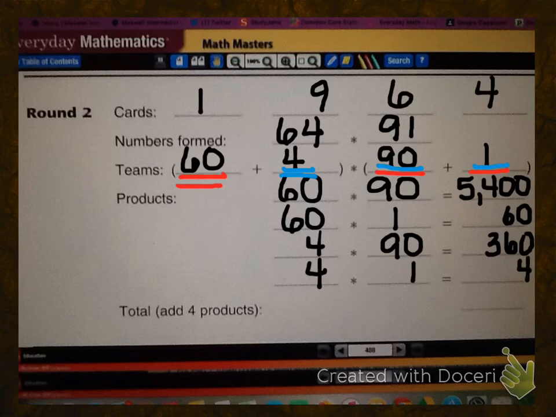I'm going to add all of those together, and I get 5,824. Now, at the end of each round, once you get your total, you're going to compare your total of your products to your partner's total, and whoever has the highest total, of course, would be the winner for that particular round.